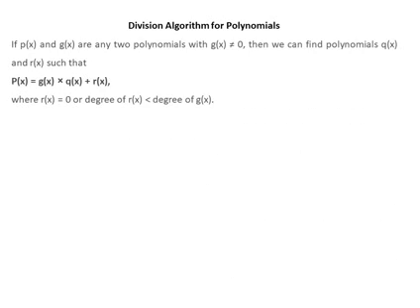If p of x and g of x are any two polynomials with g of x not equal to 0, then we can find polynomials q of x and r of x such that p of x is equal to g of x into q of x plus r of x. Here, listen students, when we divide two polynomials, we will get quotient and remainder.